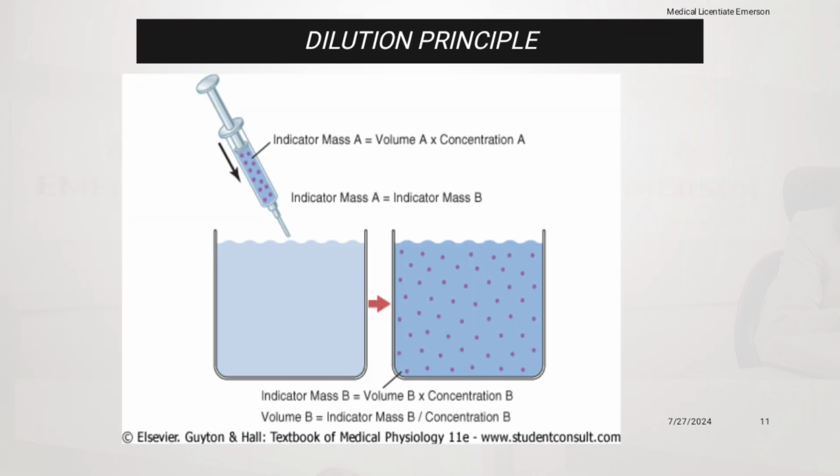Okay, then this is the dilution principle. The indicator mass A will be equal to volume A multiplied by the concentration A. Then the indicator mass A should be equal to indicator mass B. Indicator mass B again will be equal to volume B multiplied by concentration B. So volume B will be equal to indicator mass B divided by the concentration of B. Hope we are together on the dilution principle. Okay, so hope we can now move on.